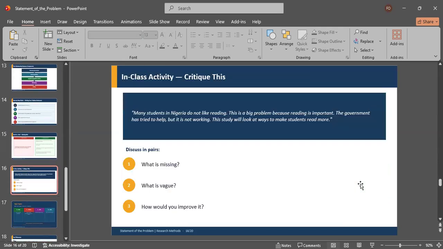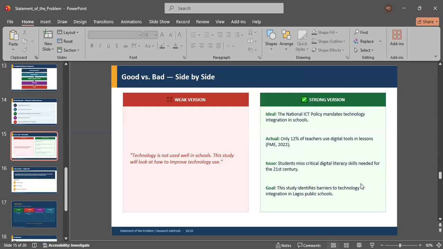Now, I'll give us a good and a bad example here. Look at this. It says, technology is not used well in schools. This study will look at how to improve technology use. This is a problem statement, but not properly written.